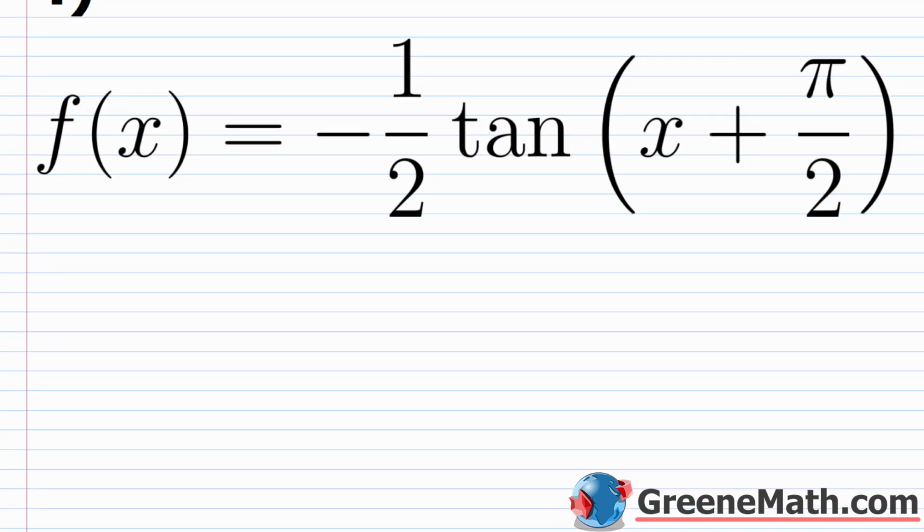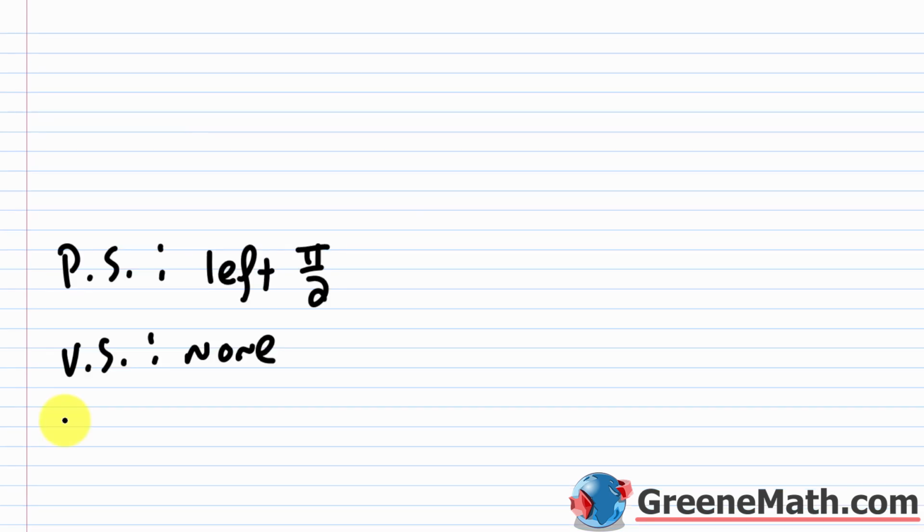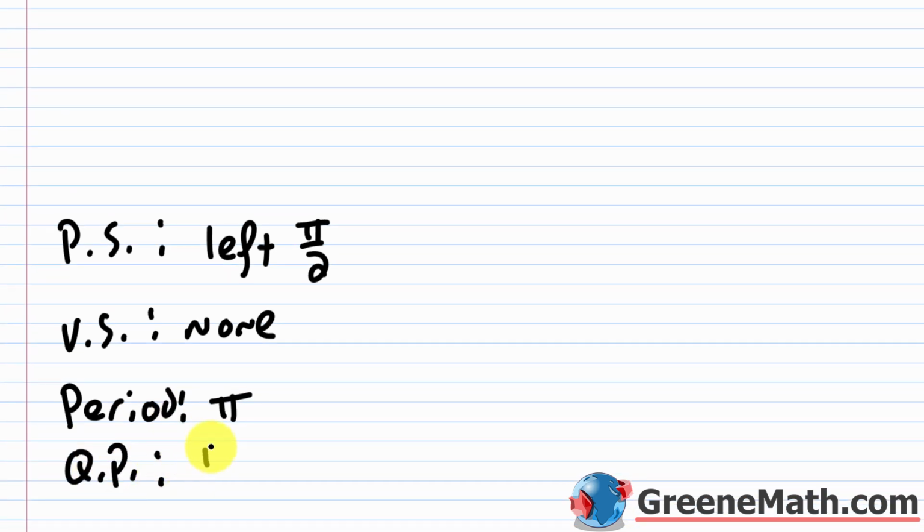So now let's go in and get the period. Notice that the coefficient here is 1. So it's just going to be the standard period of pi. So for the period, that is pi. And then for the quarter period, it's just pi over 4.